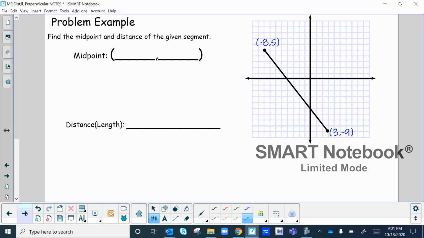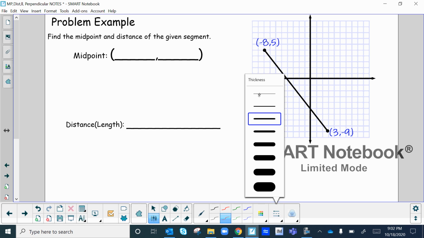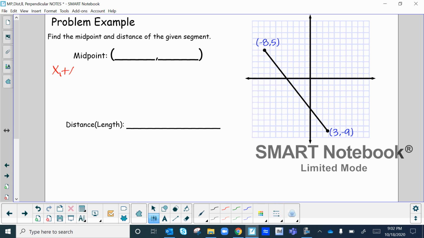So it says find the midpoint, okay? So remember, the midpoint is, all you want to do is add the two x's, x1 plus x2 divided by 2, and then you want to do y1 plus y2 and divide that by 2. Okay, so let's add the two x's. That will be -8 plus 3, and we're going to divide that by 2. And then we're going to have 5, which is the y, add that with -9 and divide that by 2.